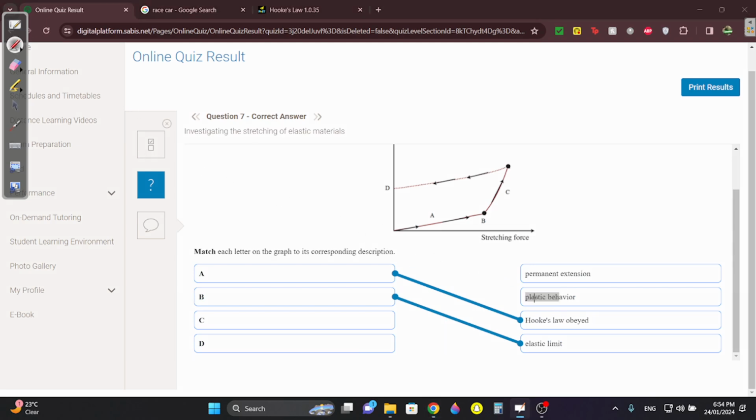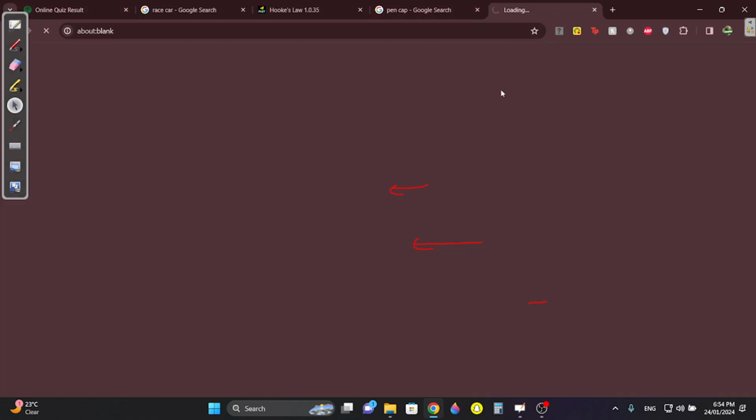When you say plastic behavior, it means that after you remove the force, it doesn't go back to the normal structure it was. An example of this can be, you guys know the pen caps, the caps of the pens. Let me show you, one second. Like over here in the pen cap.